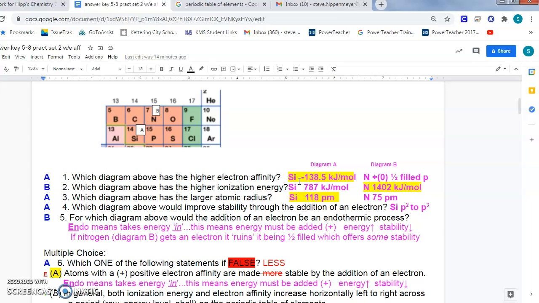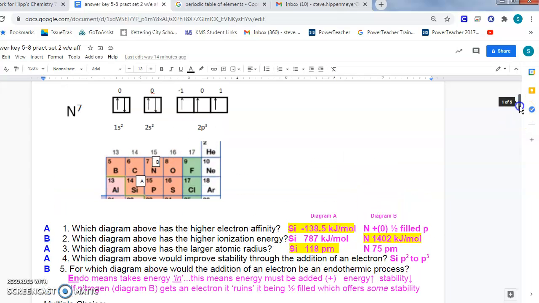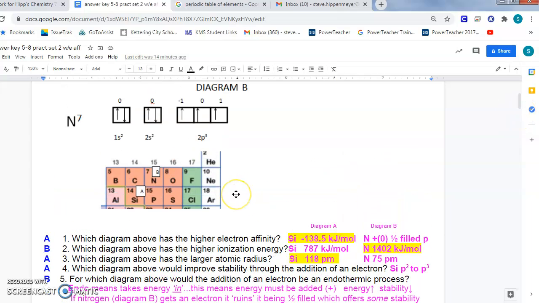Second question. Who has the higher ionization energy? Ionization energy is the energy needed to rip an electron off. We learned in the previous section that as we move left to right across the periodic table of elements, the ionization energy tends to go up.